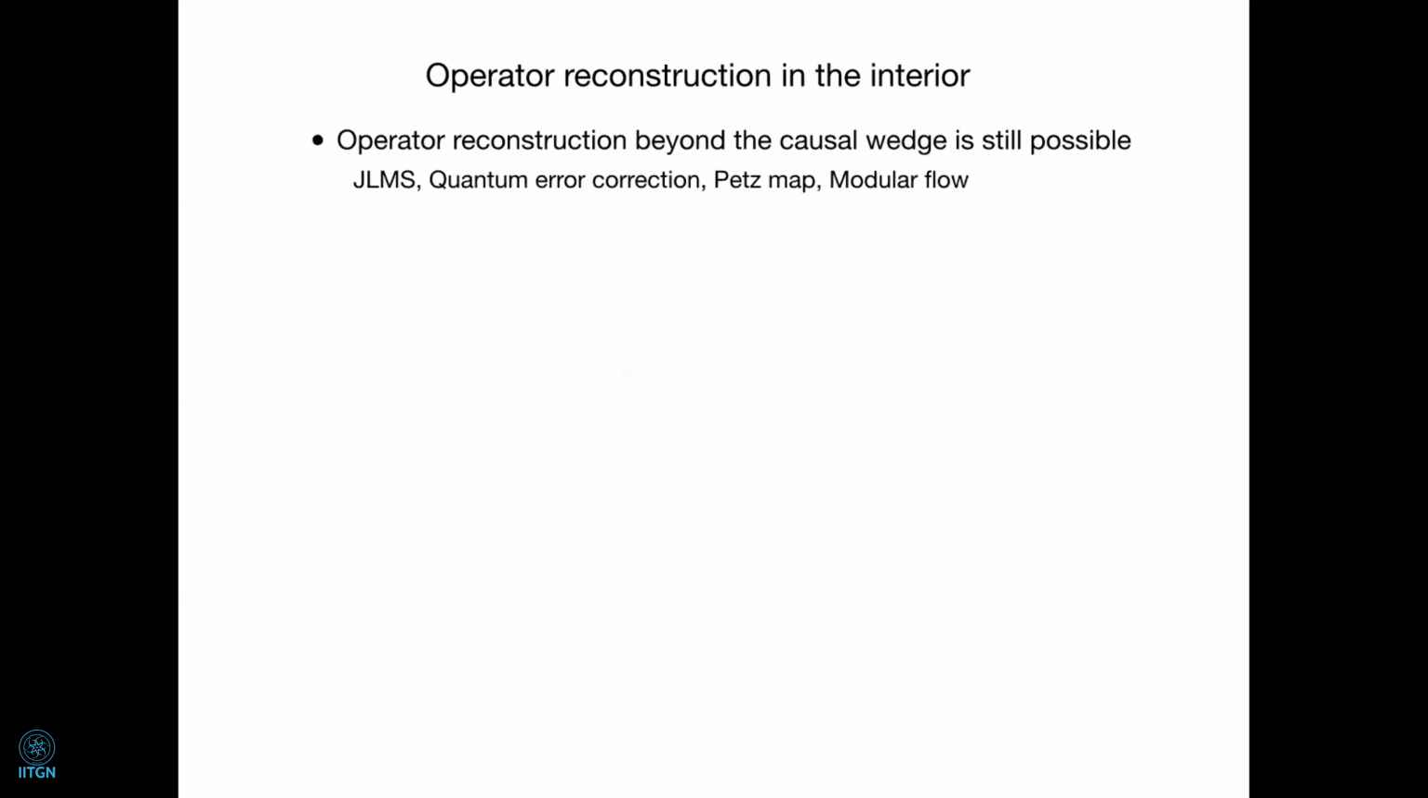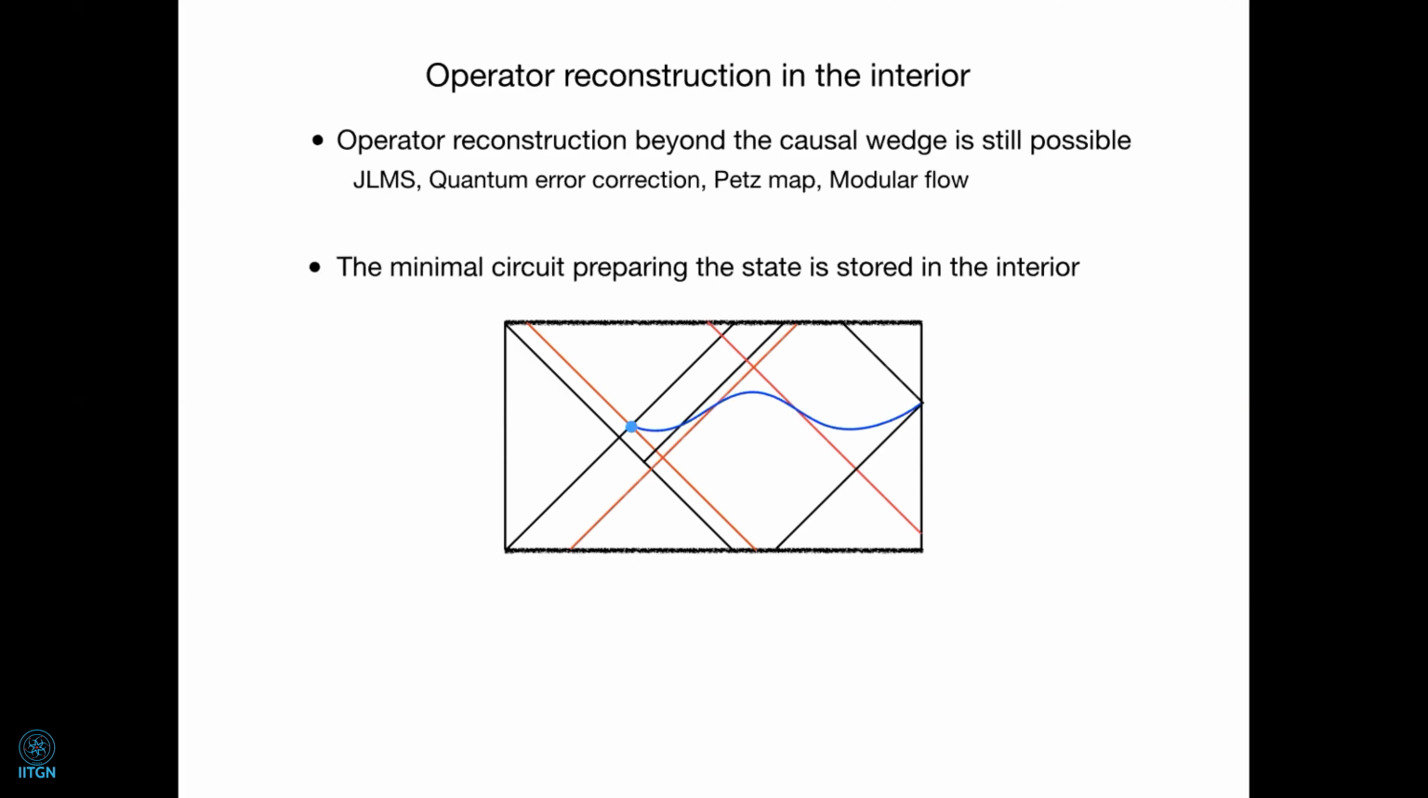But on the other hand, from earlier work during, say, the past couple of years, we know that operator reconstruction in the interior is actually still possible, from some work on quantum error correction, JLMS, Petz map, modular flow, etc. Then it's natural to ask how complex it is to reconstruct an operator in the interior, and what happens to this naive expectation that the operator complexity blows up. In this talk, I will try to answer the question from the point of view of one particular way of reconstructing the operator, the Petz map.